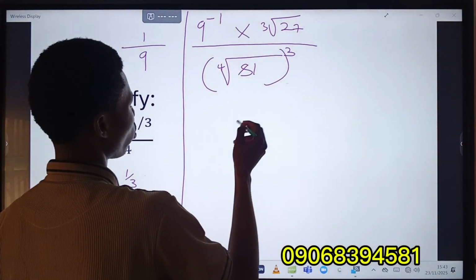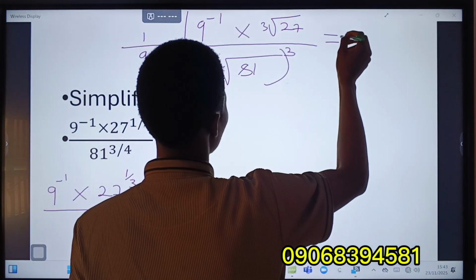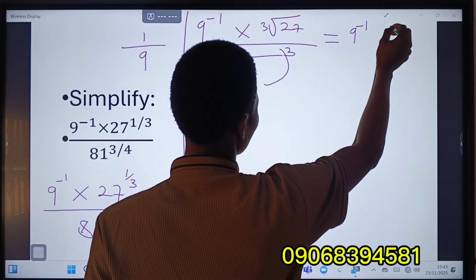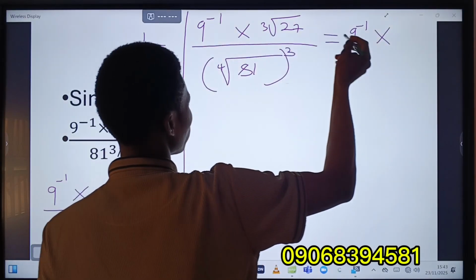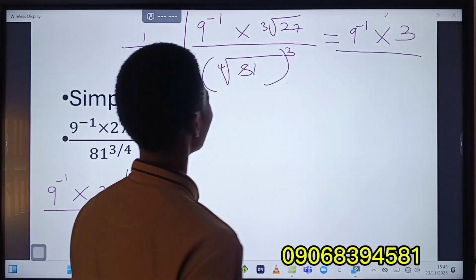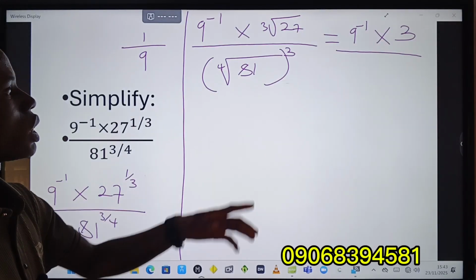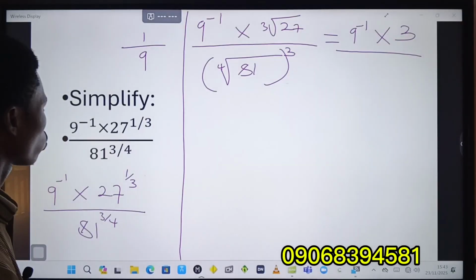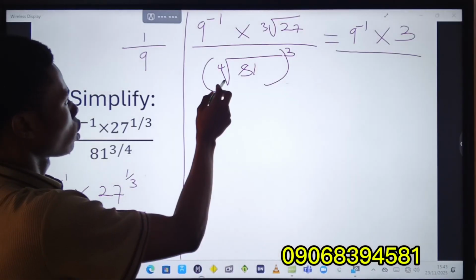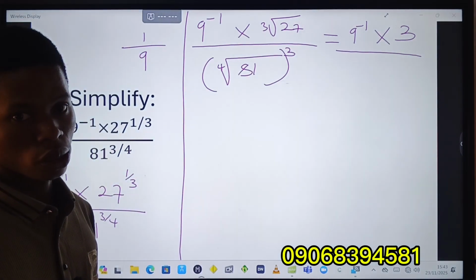So at this point, I'll be having the numerator, this 9 raised to power minus 1. Let me still leave it like that for a reason. I can't simplify it, but I want to leave it like that. Times cube root of 27 is what? I have it here. All over. Now, to simplify this, what is the fourth root of 81? It's very easy to check. I'll give you shortcuts, but before then, what will you multiply by itself 4 times for you to get 81?